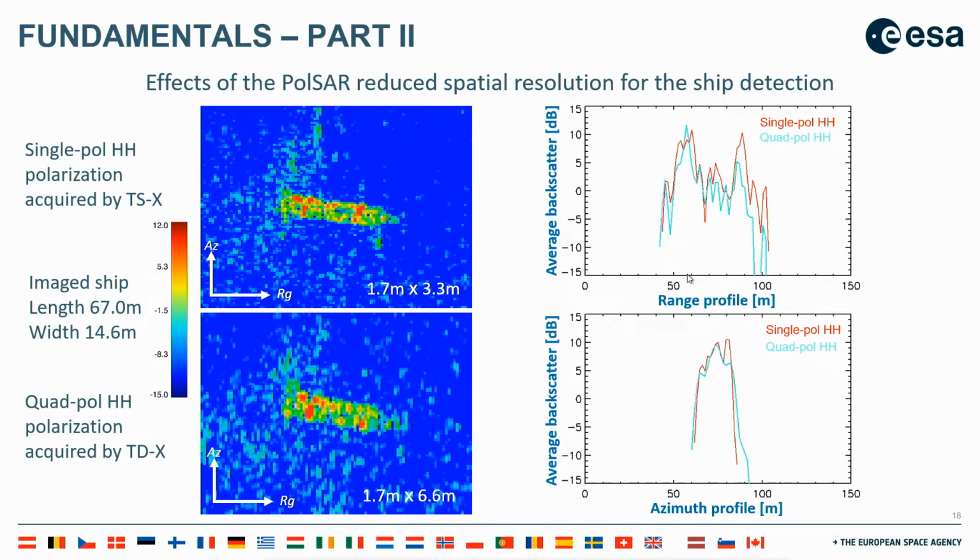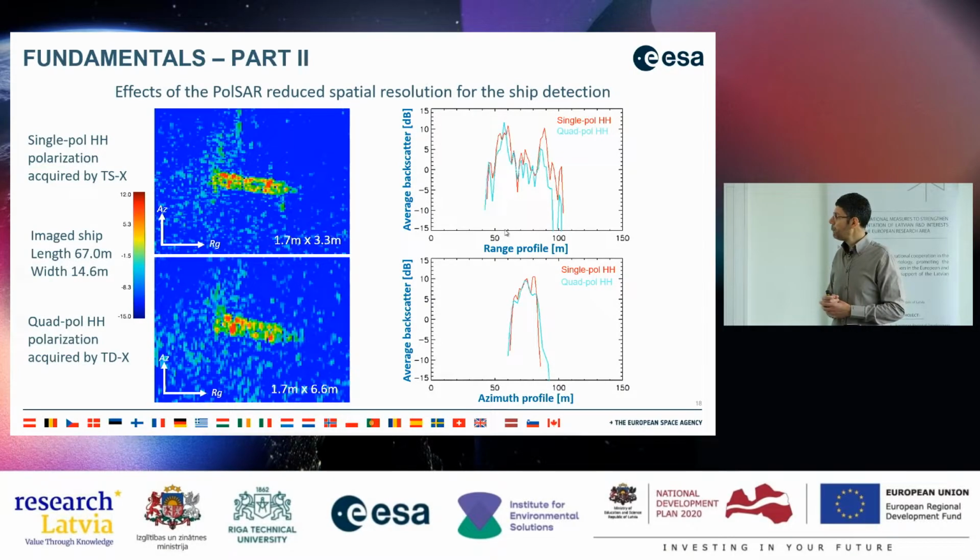But on the right part of the ship, you see that there is some loss in the pixels with strong backscatter. And this is not a very large ship. It's a ship that's about 67 meters long, and the width is 14.